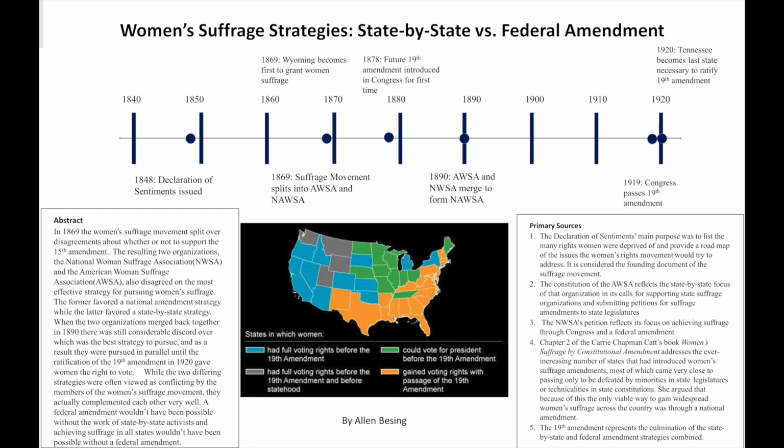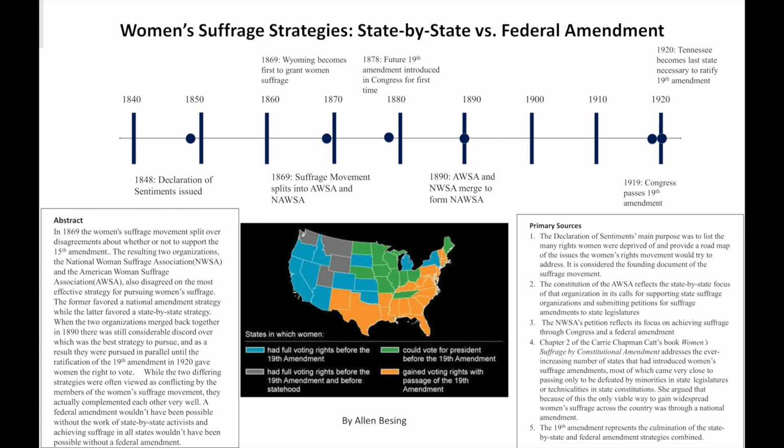The other half of the suffrage movement supported the 15th Amendment in the hopes that once African American men got the right to vote, they would use that vote to help give women the right to vote. And so that difference over the 15th Amendment led to the split of the suffrage movement into two different factions. The side that supported the 15th Amendment formed the American Women's Suffrage Association, the AWSA, and the side that was against the amendment formed the National Women's Suffrage Association, which is the NWSA.